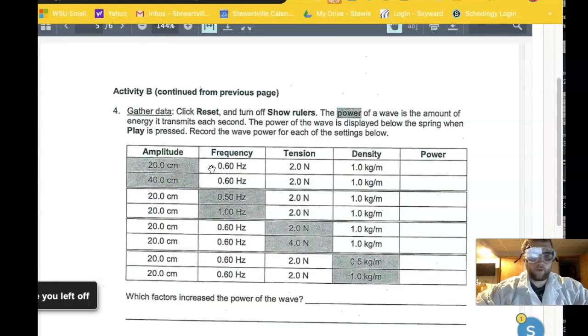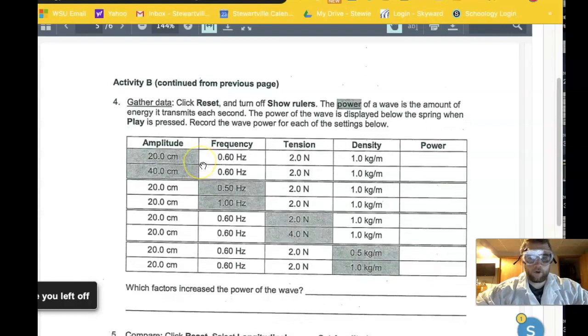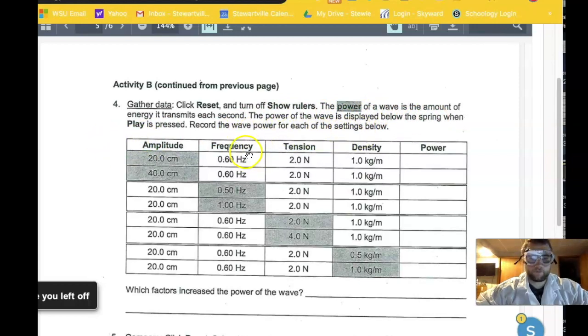Okay, when we move on to number 4, we have some data to gather. We're going to click reset and turn off show rulers. The power of a wave is the amount of energy it transmits each second. The power of the wave is displayed below the spring when play is pressed. Record the wave power for each of the settings below.